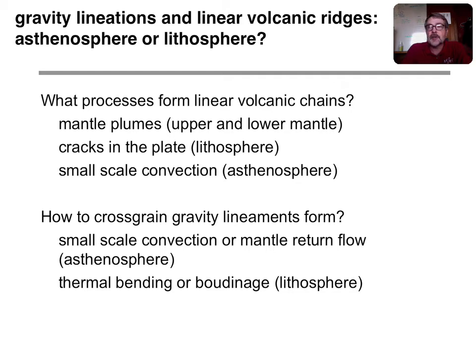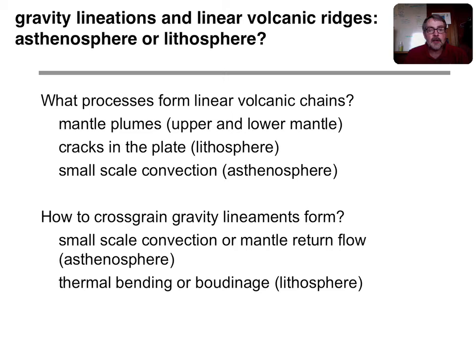Of course, these are things that are coming up from deep in the mantle and impinging on the base of the lithosphere and burning a hole through and creating something like Hawaii, which I believe is related to a mantle plume, but some people don't. Or they could be simply cracks in the plate, in the lithosphere, where the magma escapes, or you could have some kind of small-scale convection in the asthenosphere that creates these linear volcanic chains.